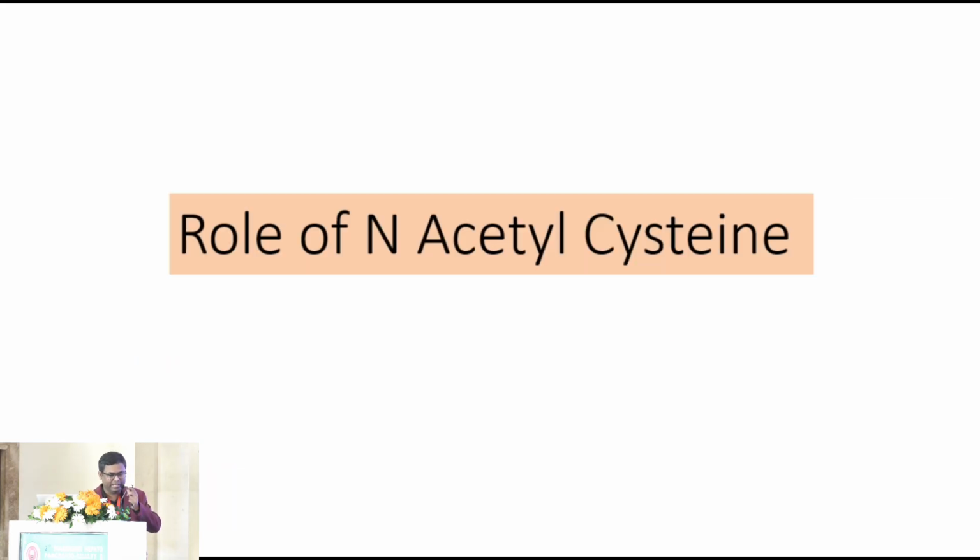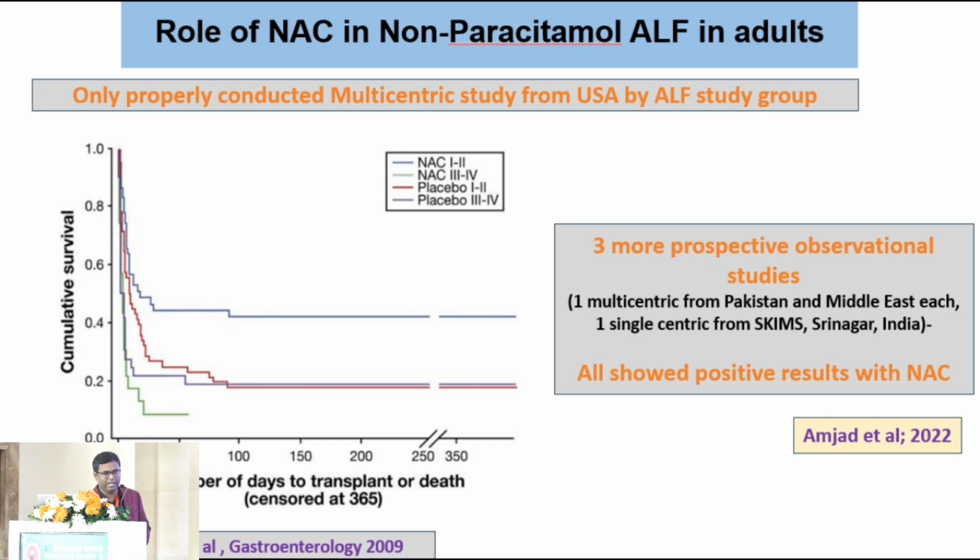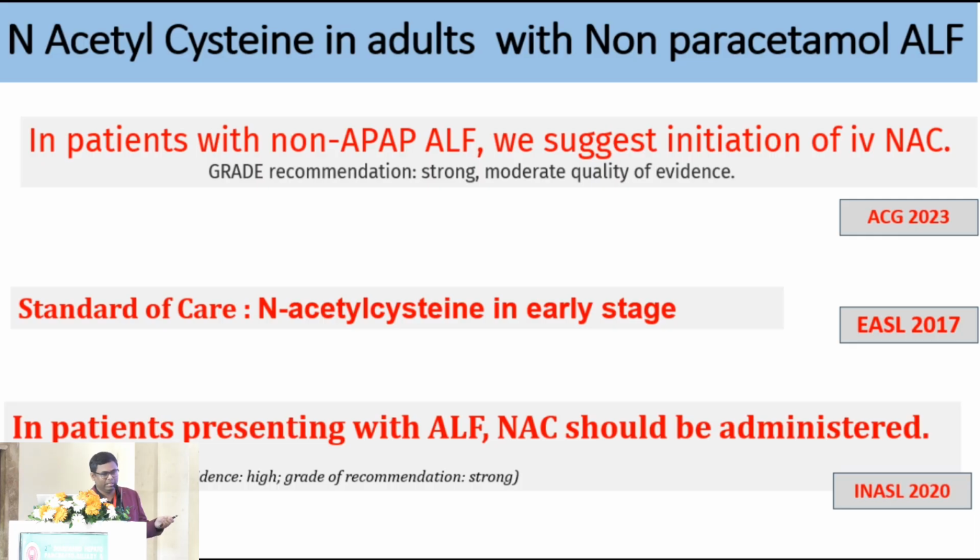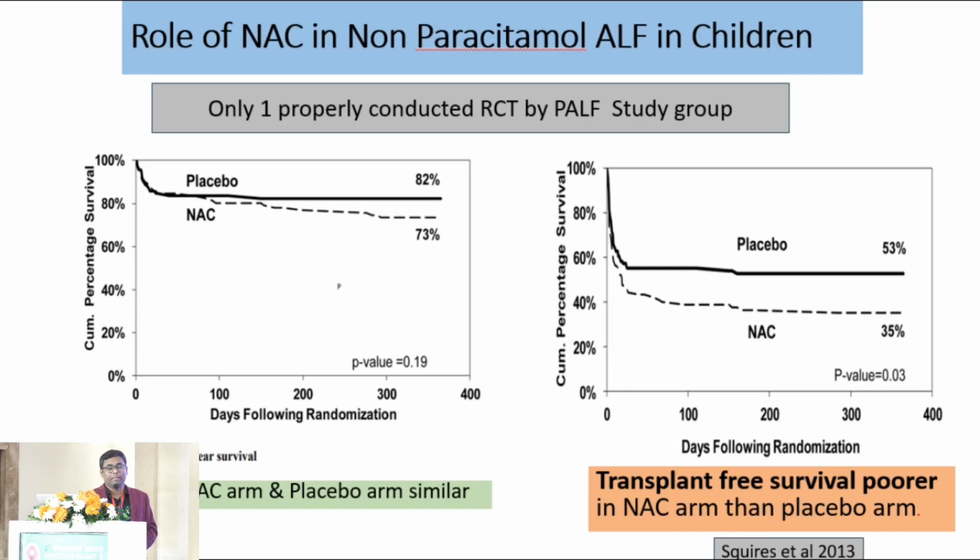Then the role of NAC, N-acetylcysteine, in the management part. In adults, there is only one properly controlled RCT, done by Lee et al. And there are a few prospective studies. All of them showed good native liver survival. So now the recommendation in adults is almost uniform: in non-paracetamol liver injury, you try NAC. But in pediatrics, we don't have such strong data. We have only one good quality RCT.